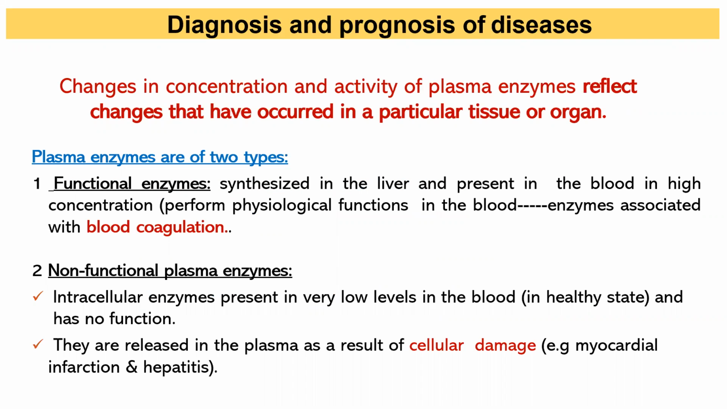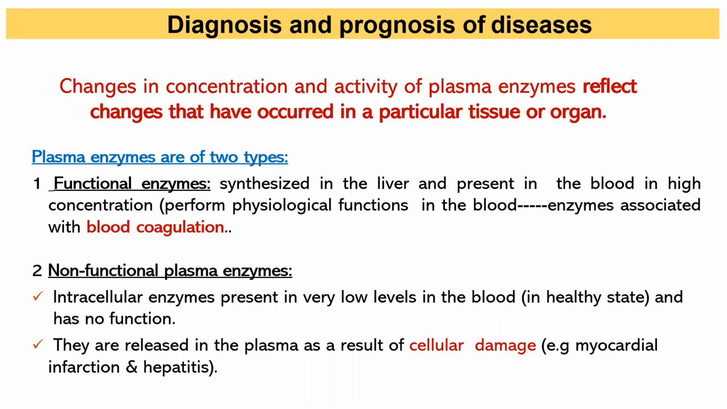So here are some examples. Plasma enzymes are of two types. There are functional enzymes, synthesized in the liver and present in blood in high concentration. Some enzymes are associated with blood coagulation. Diagnosis and prognosis work by a change in concentration, which tells you that this change has occurred and this can probably lead to this particular condition.